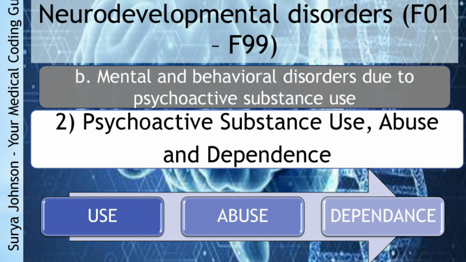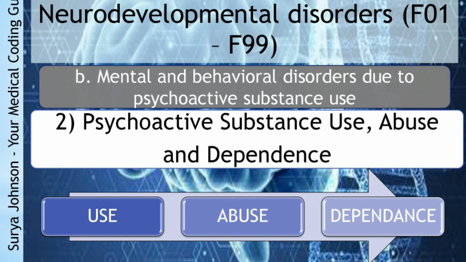So, use will be the first level, abuse is the next level and dependence is the highest hierarchy. If the documentation has both use and abuse, you will go as per the hierarchy, and code only abuse. You got my point, right? If both abuse and dependence are documented, you will go with the next hierarchy, that is dependence. This is how you should choose the code. If the provider has documented that the patient has use, abuse and dependence of the same substance, you will choose based on the hierarchy.